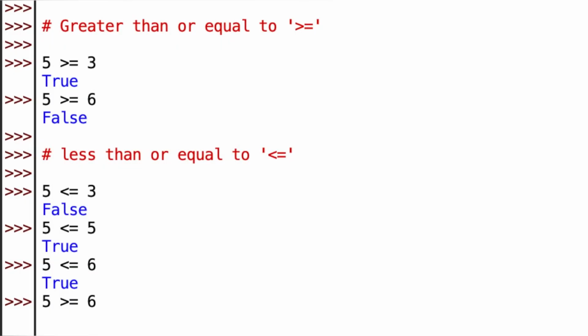Greater than or equal to. It returns true when the left value is greater than or equal to the right, and returns false if not. Less than or equal to. It returns true when the left value is less than or equal to the right, and returns false if not.